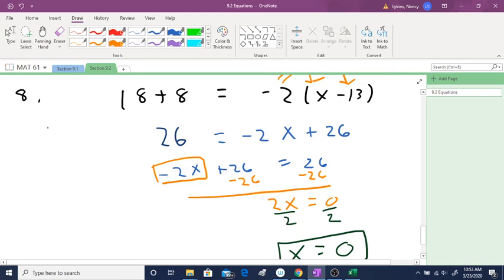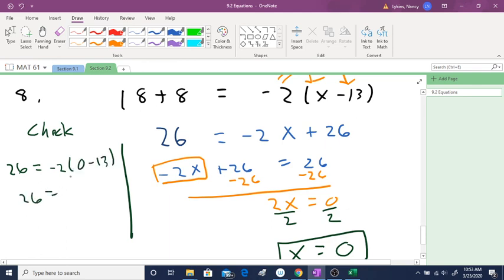Now, if I put my 0 in, let's take a look at this. 18 plus 8 is 26. So all I'm doing is checking my work right now. If I put my 0 in for x, I've got negative 2 times 0 minus 13. So 26 equals negative 2, and then in parentheses, 0 minus 13 is a negative 13. Then when I multiply negative 2 times negative 13, you get a positive 26. That is a true statement.